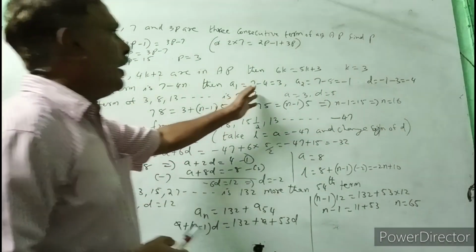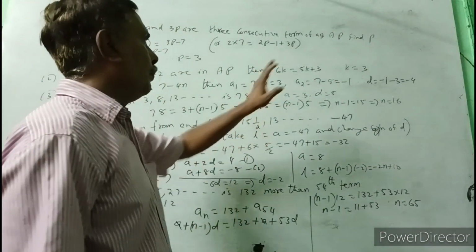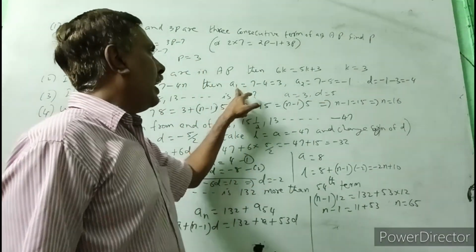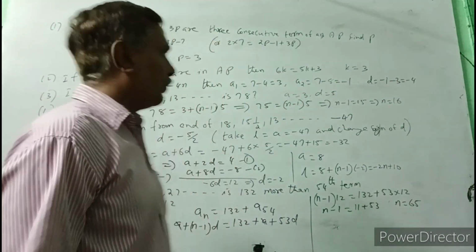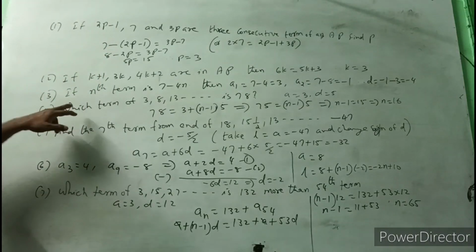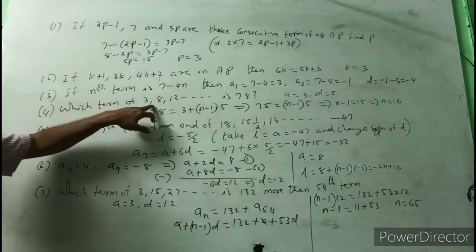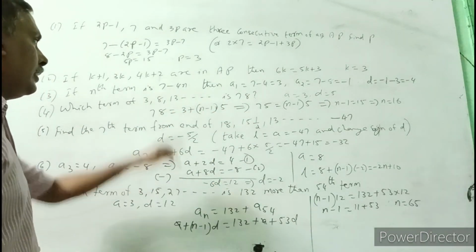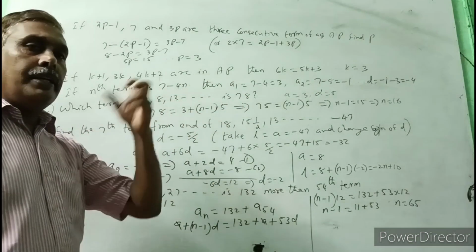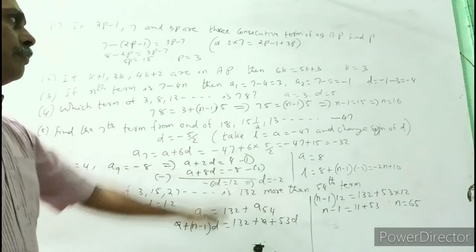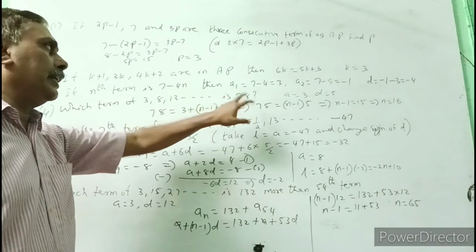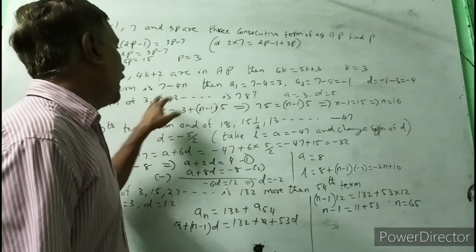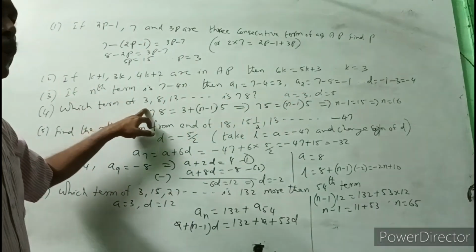So that way you can find out any other term. Suppose you want the 6th term or 10th term, there you put this a as 3 and d as -4. Now the next type of question is: which term of the AP 3, 8, etc. is 78? Means in this AP, 78 will be which term. Which term will you get, whether it is 8 or 10 or 15? For that, a = 3, d = 5, very easily we can find out.